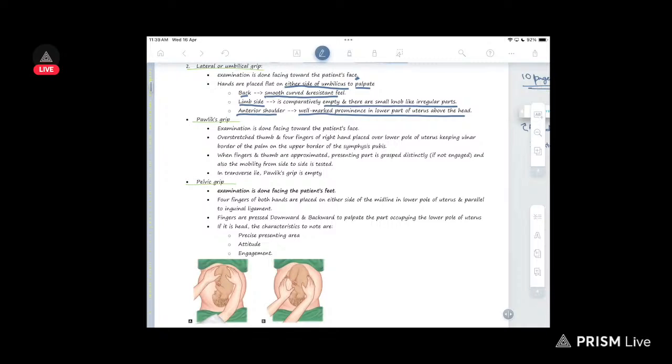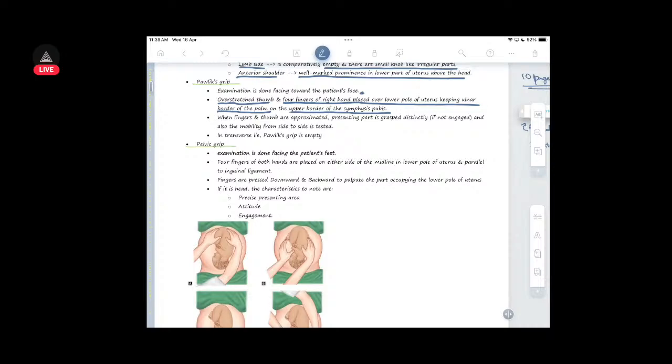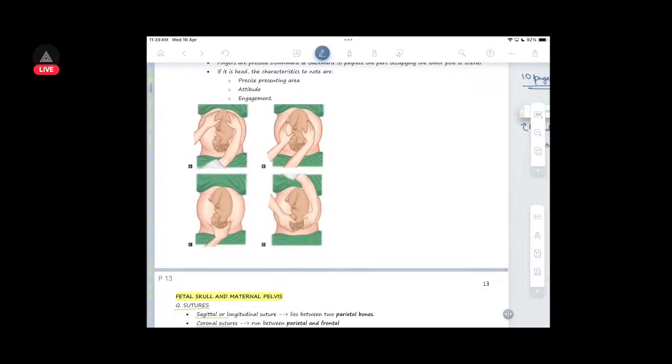Then you have Pawlik grip, which is examination done while facing the patient's face. Overstretch the thumb and four fingers of the right hand, placed over the lower pole of the uterus, keeping the ulnar border of the palm on the upper border of the pubic symphysis. So this is the Pawlik grip.